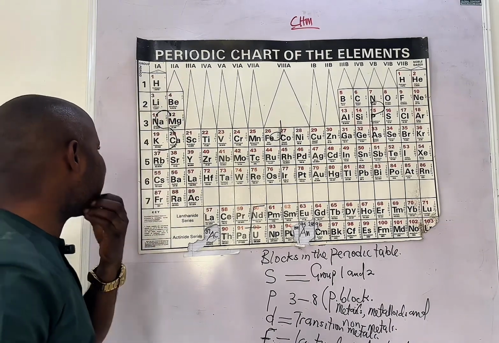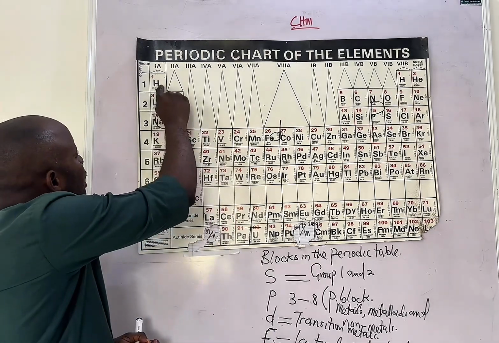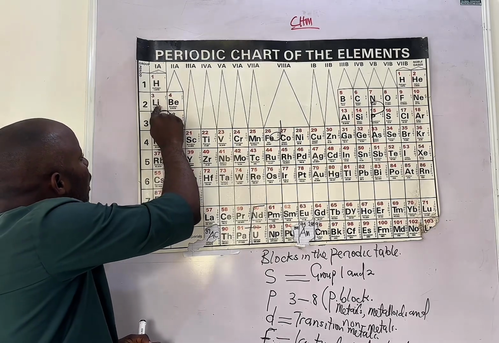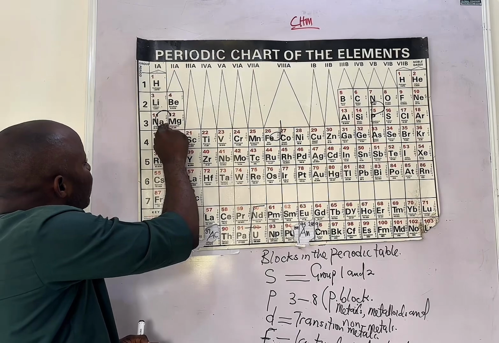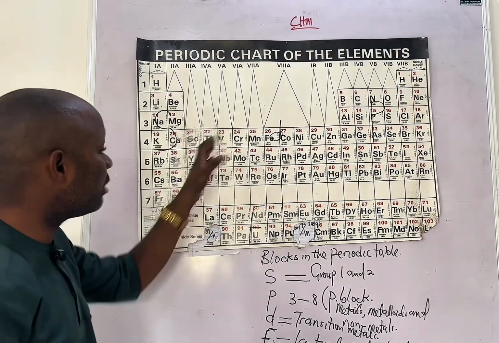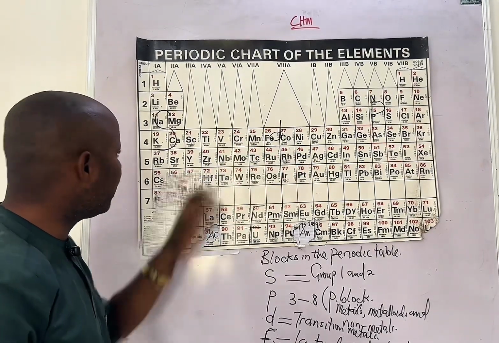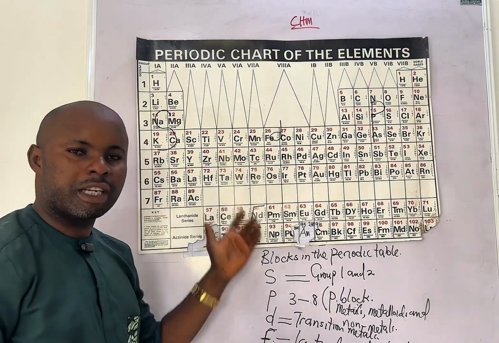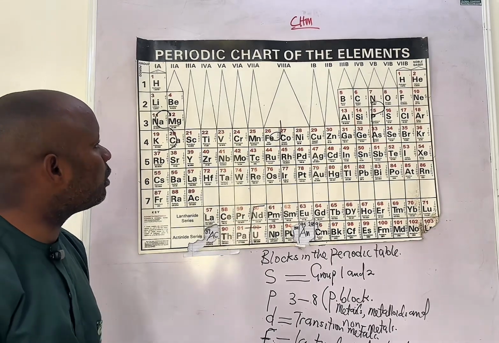So in this aspect, we say the number of periods determines the shell. For those that have one shell, it's placed in period 1. The one that has shell 2 is found in period 2. Those that have shell 3 are found in period 3. So that is to say that this periodic table tells us how these elements behave. Like I've said, the group determines the chemical properties, while the period determines the physical properties. So this brings us to the introduction of the periodic table.